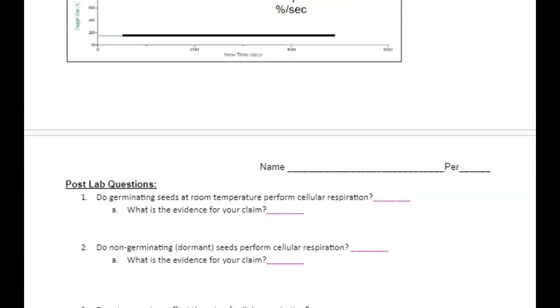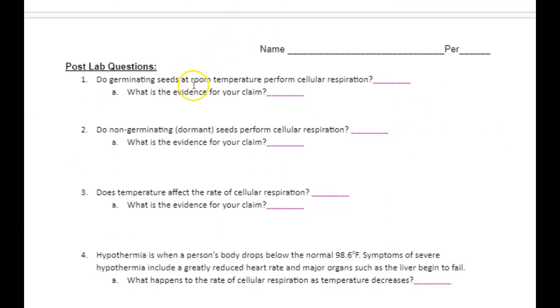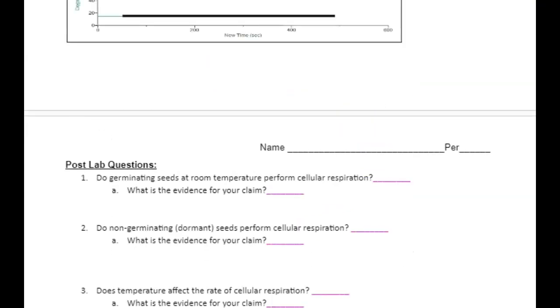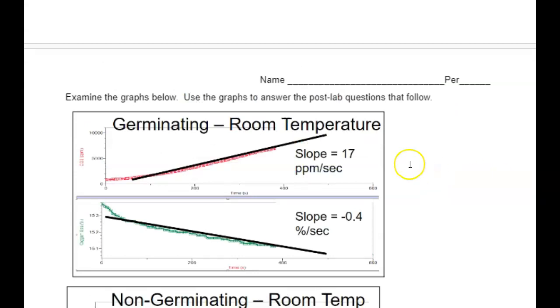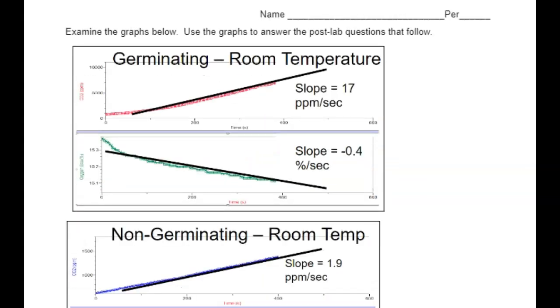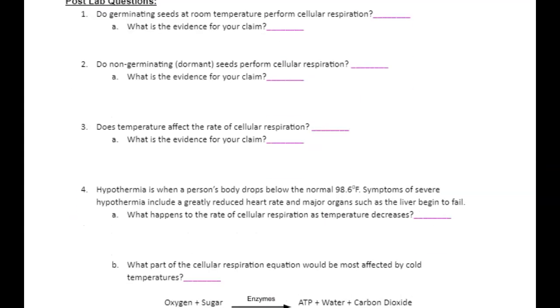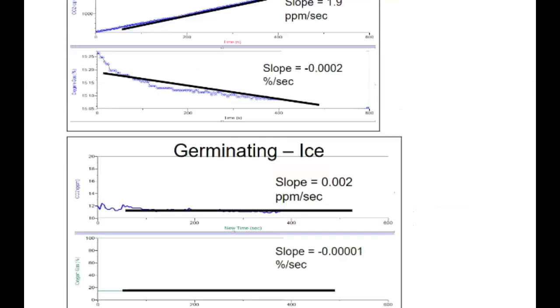So when we go down to our questions here, it says, do germinating seeds at room temperature perform cellular respiration? We can go ahead and say yes, and we want to reference the slope, right? The slope of the CO2 graph is 17, which means CO2 is being made, and the slope of the oxygen is -0.4, which means oxygen is being used. So you're going to do the following for the rest of the questions, and then you'll be done.